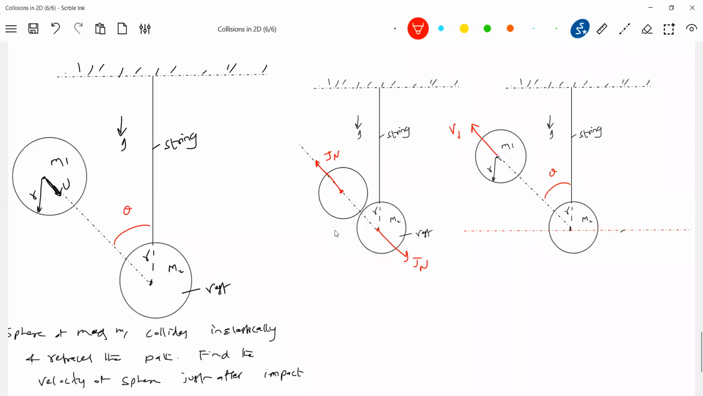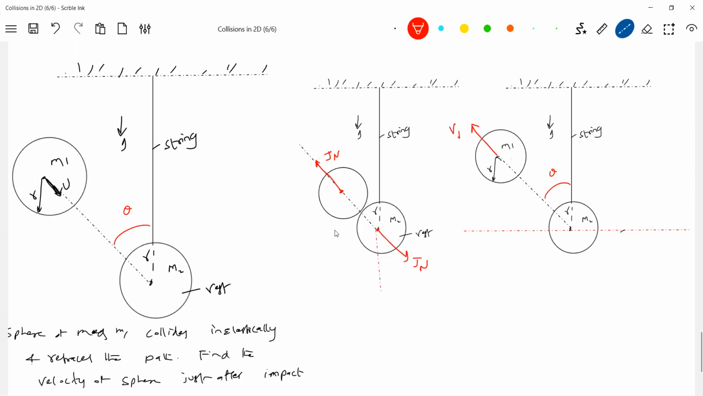What can happen now? What are the unknown things? The speeds of spheres 1 and 2. So after impact, how do they move? How they move is what we have to check. Now this component of Jn, what will it do?